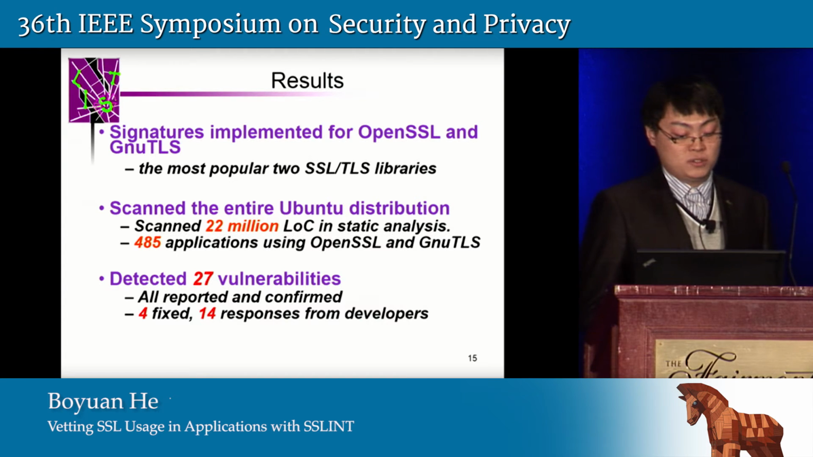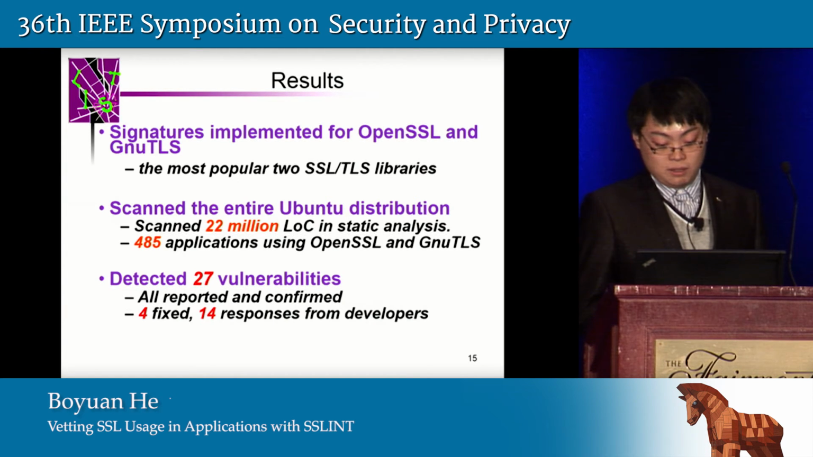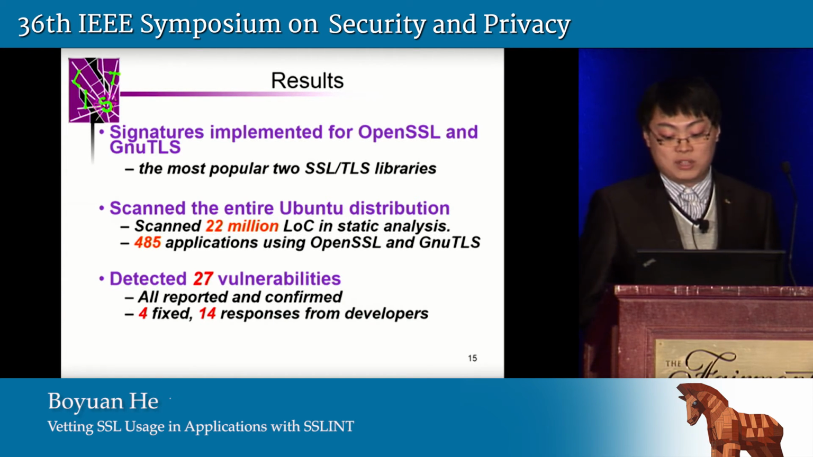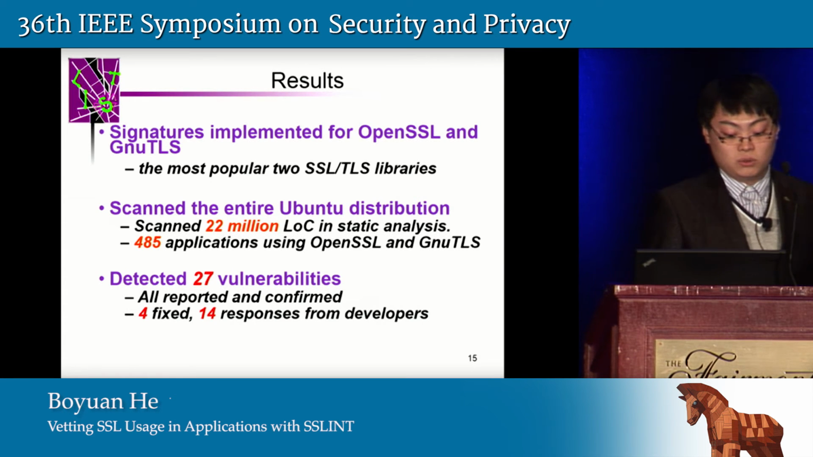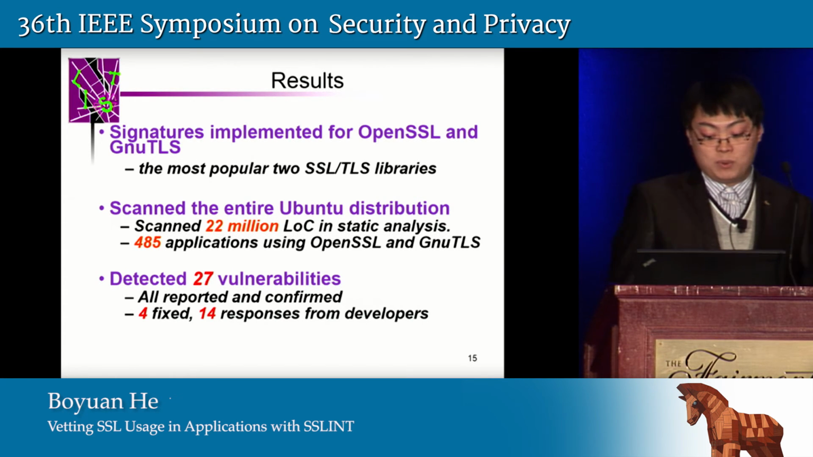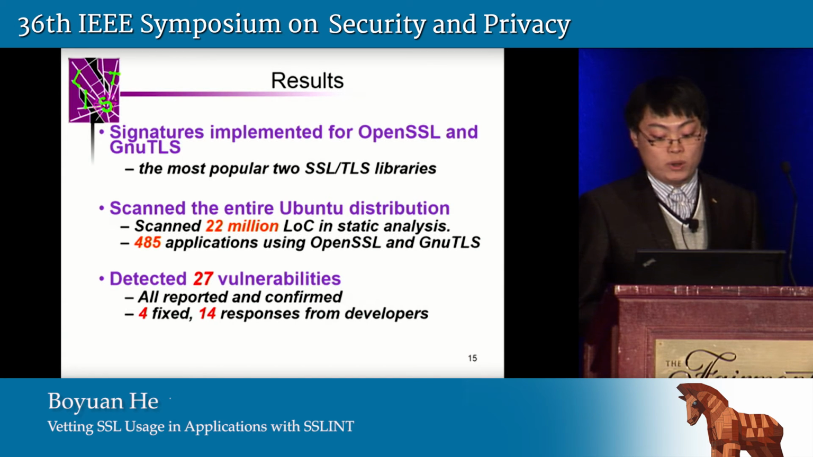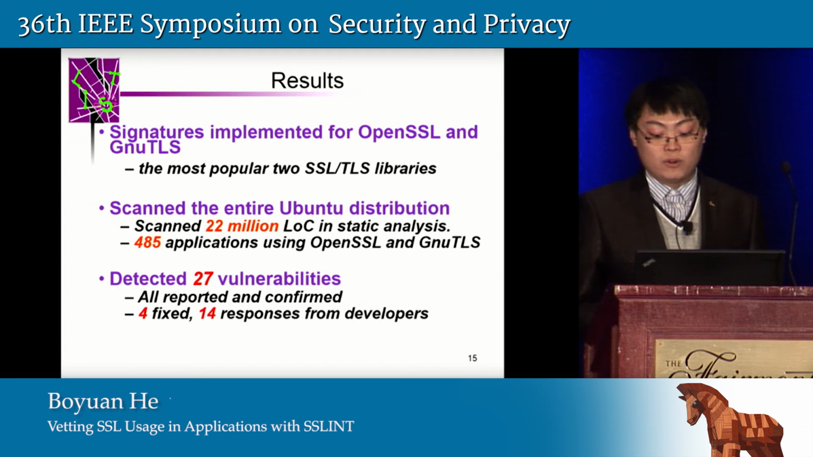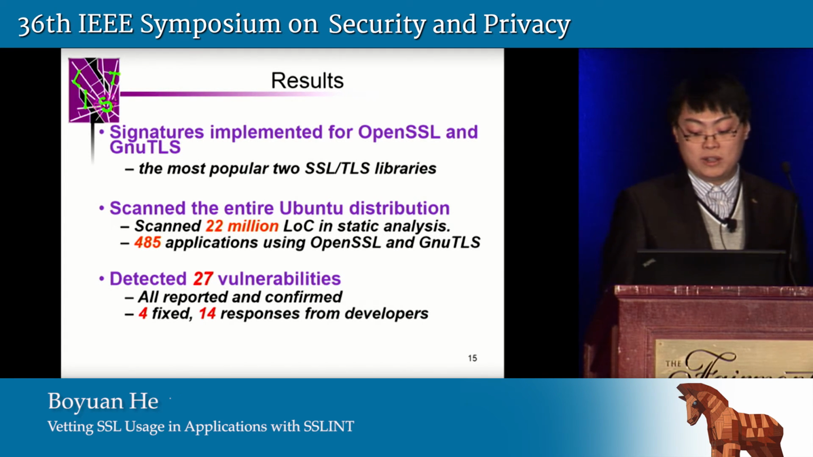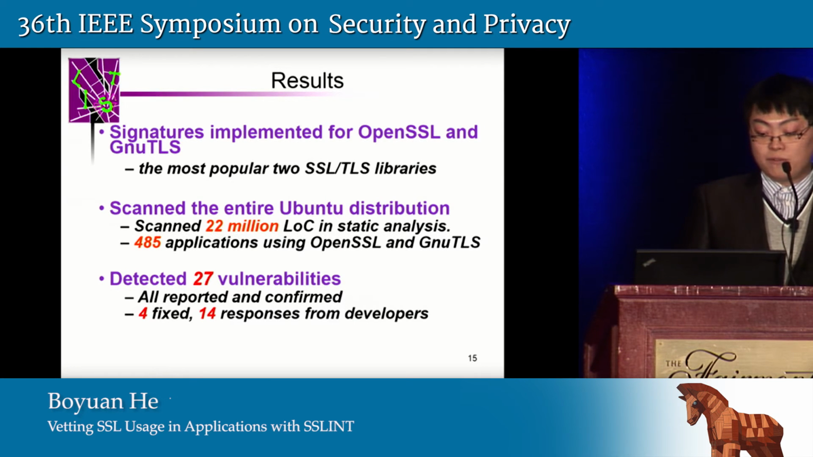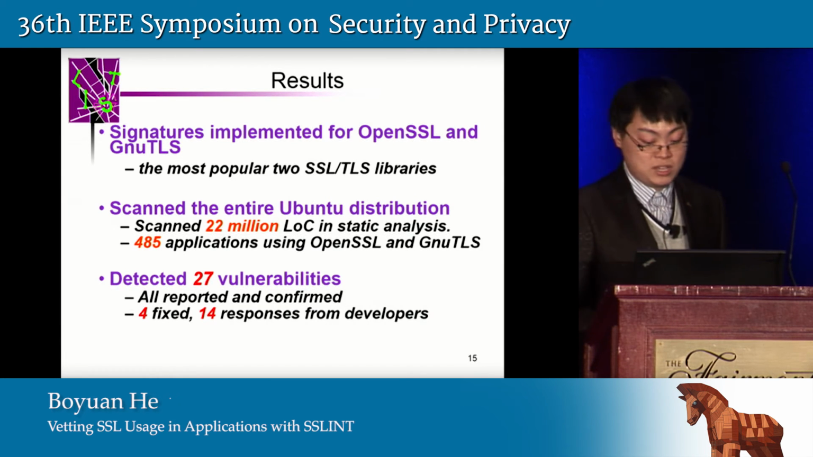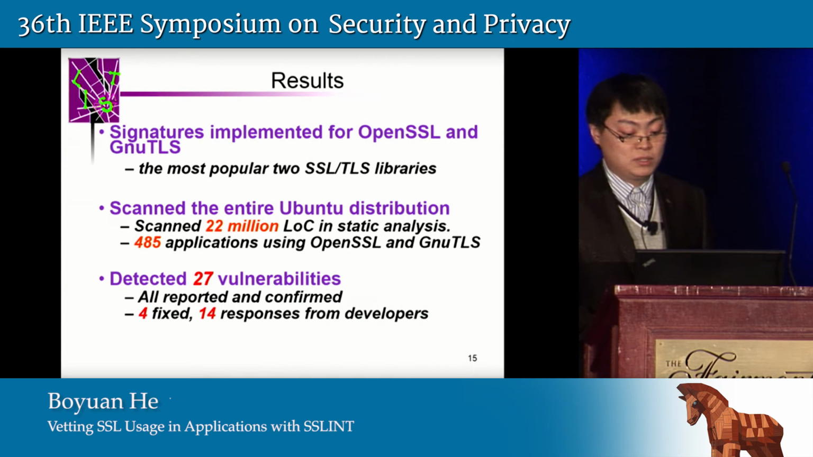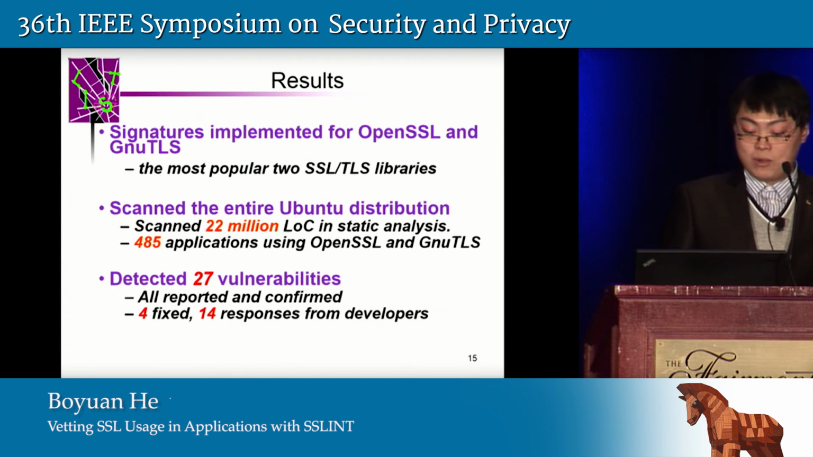In our evaluation, we investigated apps leveraging the two most popular SSL libraries on the C and C++ platform: OpenSSL and GnuTLS. We designed signatures for both libraries, automatically scanned over 22 million lines of code, and detected 27 previously unknown vulnerable apps out of 485 Ubuntu Linux apps. We have reported all of our findings to developers or maintainers and got 14 confirmations from developers, and so far 4 have already been fixed.